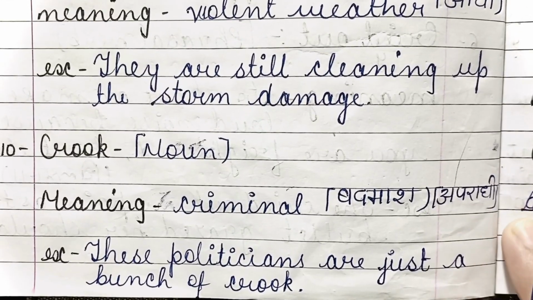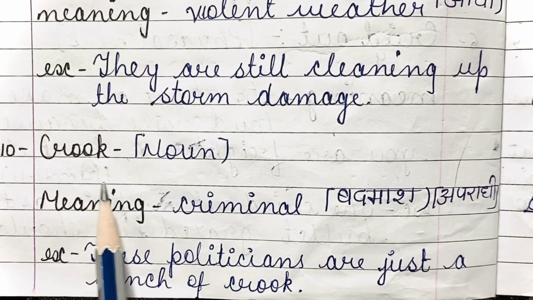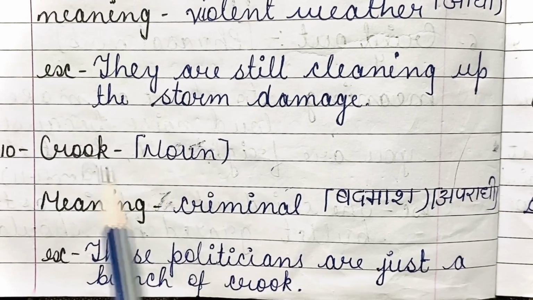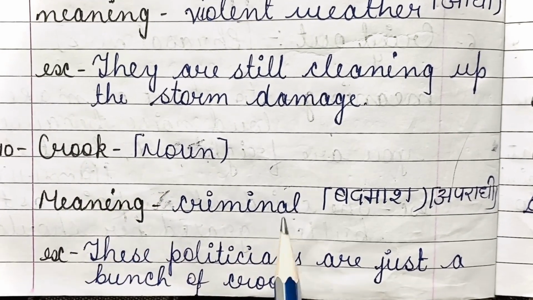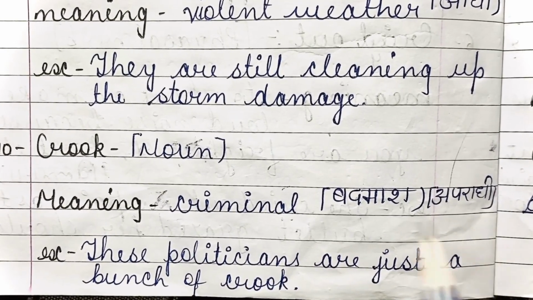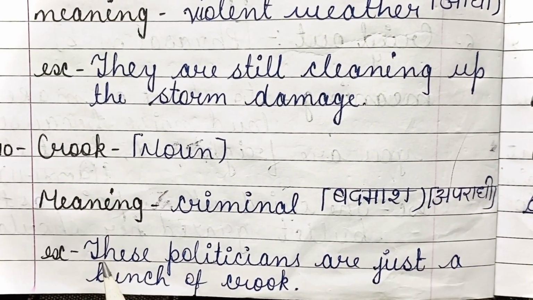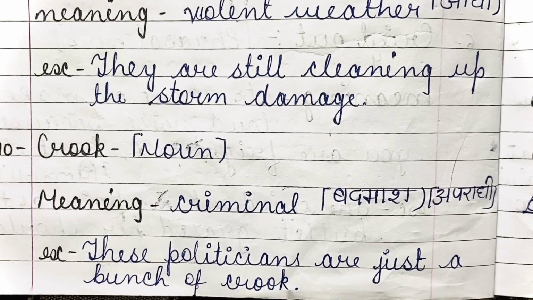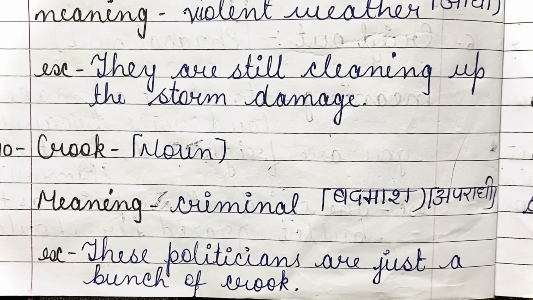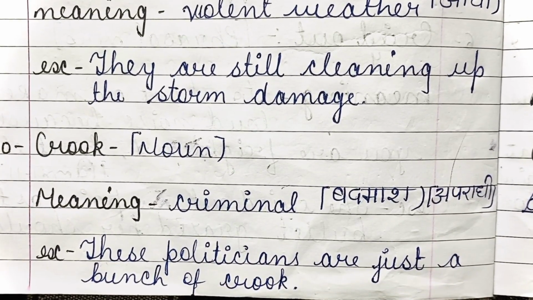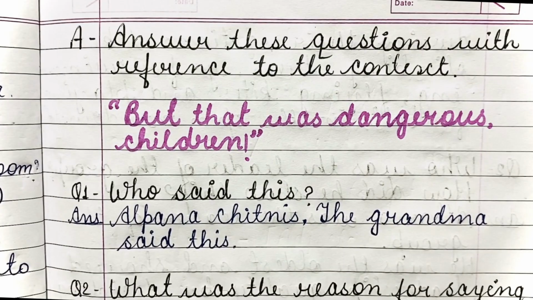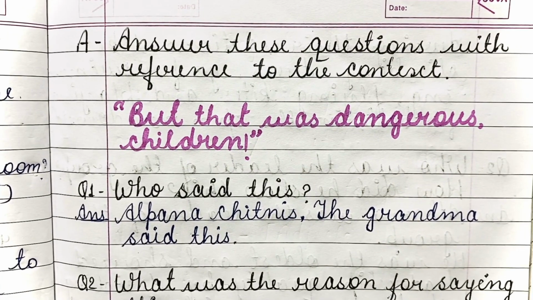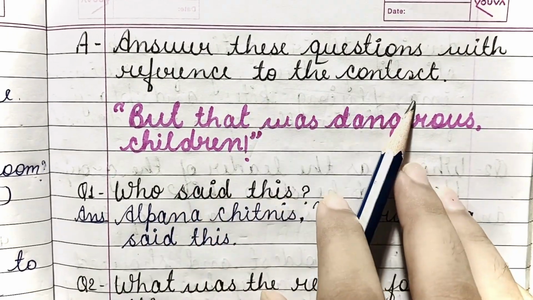The next and the last word is crook. Crook is a noun and the meaning of crook is criminal, means apradhi. So the example for this word is: these politicians are just a bunch of crooks. So we have just finished the word meaning and its example. Now come to the next point, that is answer the question with reference to the context.